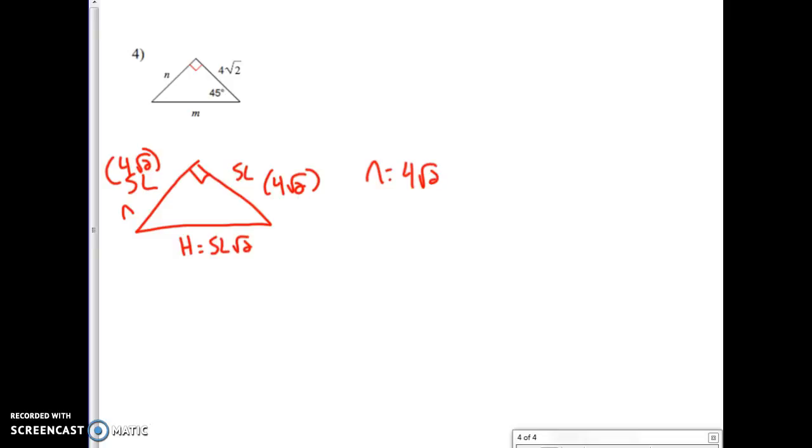The reason why I know that is because this angle and that angle are the same. That means that these two sides are the same. Okay? Well, in order for me to find out the hypotenuse, all I have to do is take the short leg times radical 2. So in this case, n is going to be equal to whatever my short leg is, which is 4 radical 2 times radical 2. Well, radical 2 times radical 2 is just 2, which gets me n to be 8. Or m to be 8, sorry.